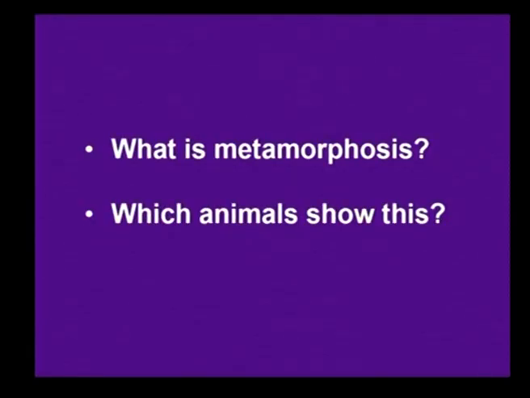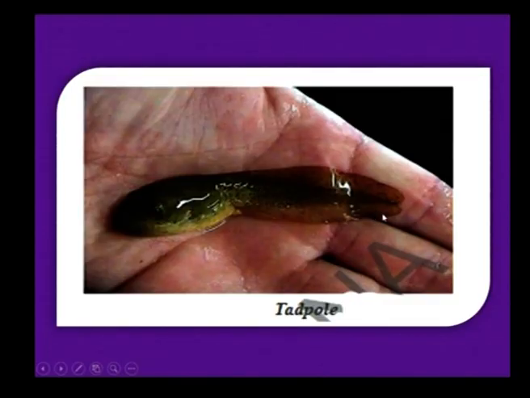Children, do all the offspring resemble their parents? We know that human beings, dogs, cats resemble their parents, but in some animals the offspring does not resemble their parents. Which animals show this? This is looking like a small fish. Observe here eyes. It has a tail also, but it is not a fish. It is the baby of a frog. It is called the tadpole.